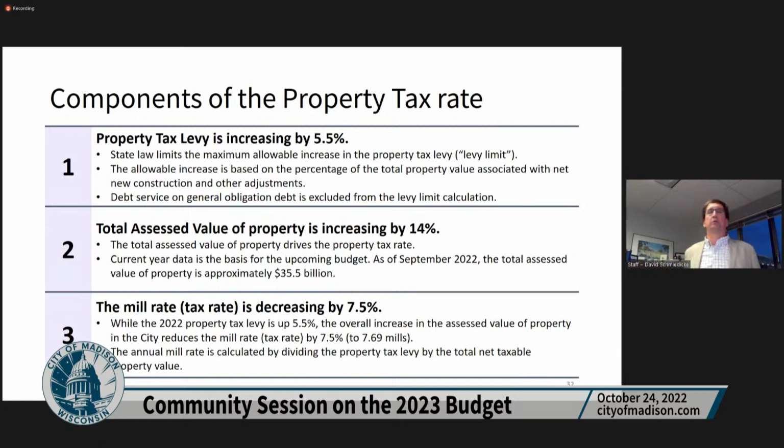That portion of the town that's coming into the city of Madison is also a part of calculating that overall assessed value. So dividing the property tax levy that's in the 2023 executive operating budget, the 5.5% increase, by the $35.5 billion of assessed value, gives a tax rate of a little under 7.7 mills. So that's basically a little less than 0.8%. And that's a decrease in the tax rate of about 7.5%.